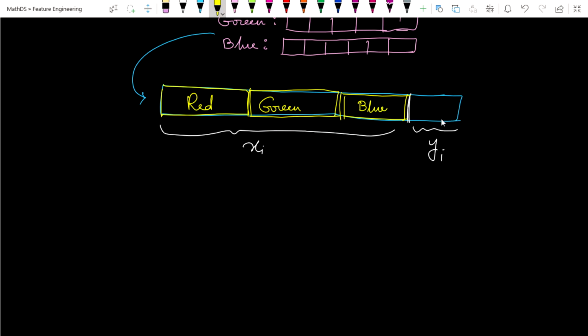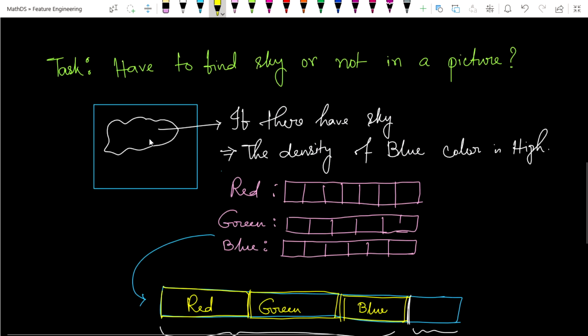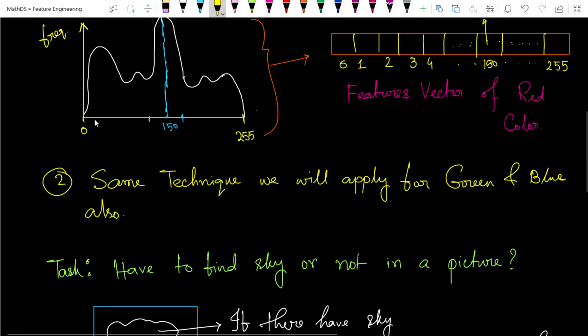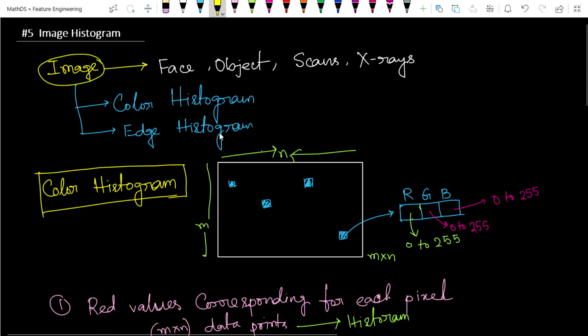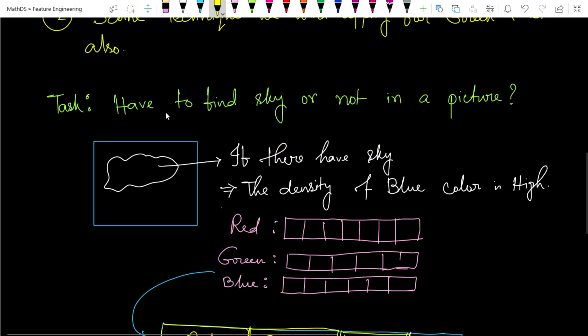By simply applying this, if there is some sky, the blue portion will be high, the blue value will be high, then we can conclude that yes, there is some sky. So intuitively we are doing this job using a color histogram. Using this color histogram, we can simply find some object that is there. This is one feature, not actually the most important feature, but it is one of the very simplest feature techniques that we have used most of the time.